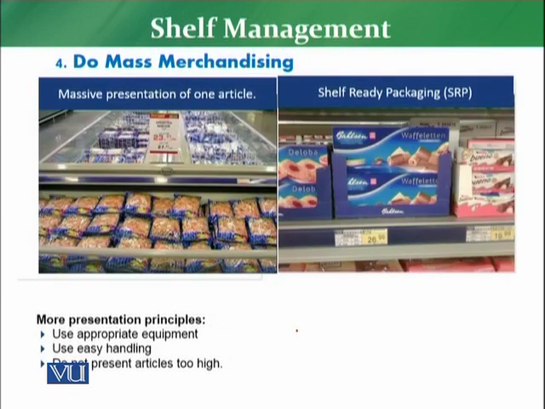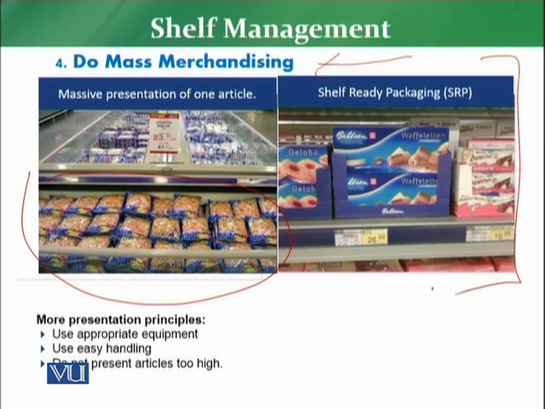The fourth basic principle was about mass merchandising. The focus of the retailer should be on mass merchandising, which is about presenting the products following the bulk principle, so a massive presentation of one article. For example, here you have displayed one article massively on the chest freezer. This is one way of presenting articles in a massification way. Second is shelf ready packaging. You have the products available on the shelf, openly available, and then you can easily buy the product, even one article.